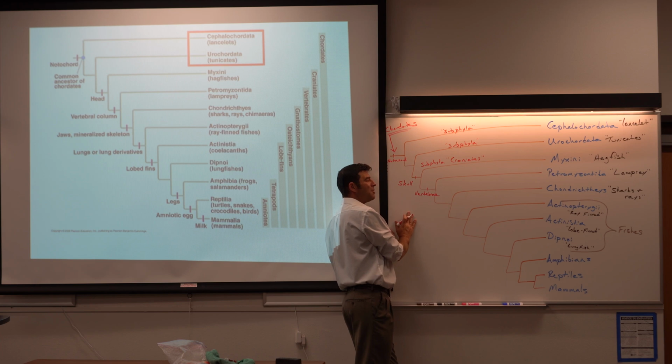They have a mineralized backbone. The presence of a vertebrae starts with these organisms that we're going to call lampreys. They have a true vertebrae. They also have a skull, but we're going to see things like hagfish. They have a skull, but they don't have a vertebrae.